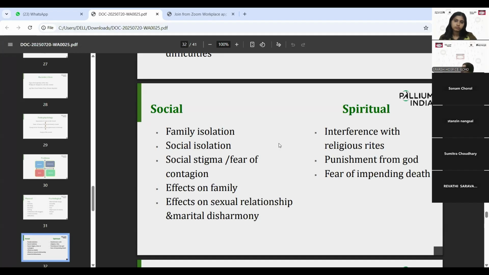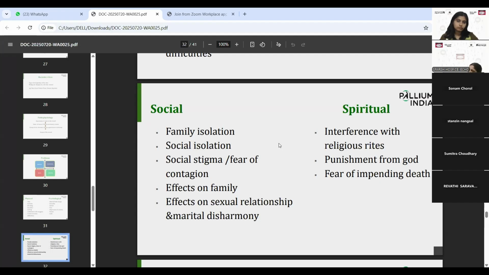Then social isolation. Even if the patient's family is taking care of them, the society will isolate them. Oh, they are a cursed family, they are a full-of-disease family, so we should not talk to them, it will spread to us also. Like that, many people will treat them very low, so they may feel social isolation. Then social stigma, fear of contagion. Yes, they think a fungating ulcer is a communicable disease. It will spread to us. It will spread to our children. Like that, they will think.